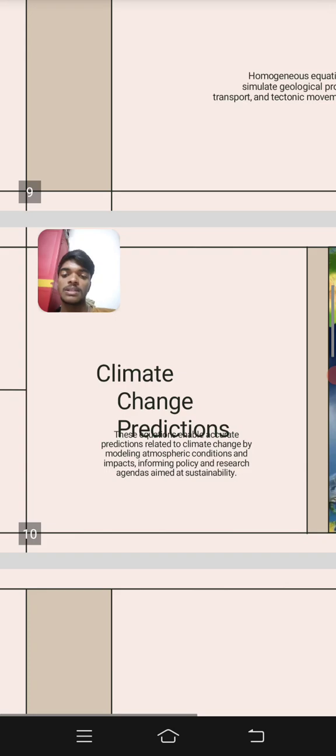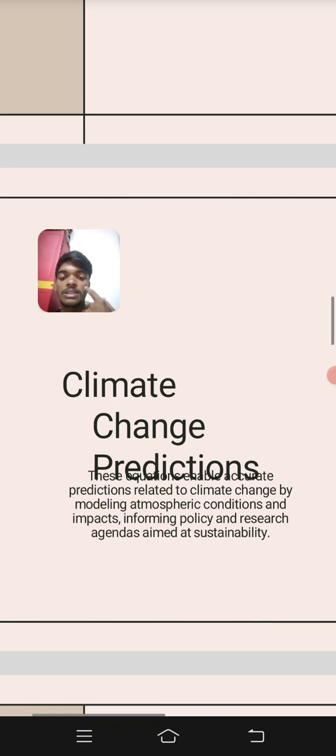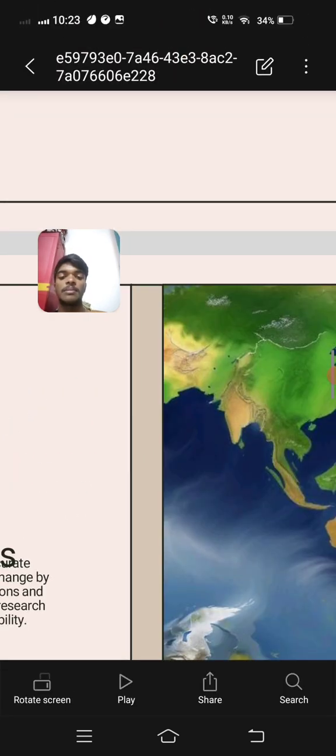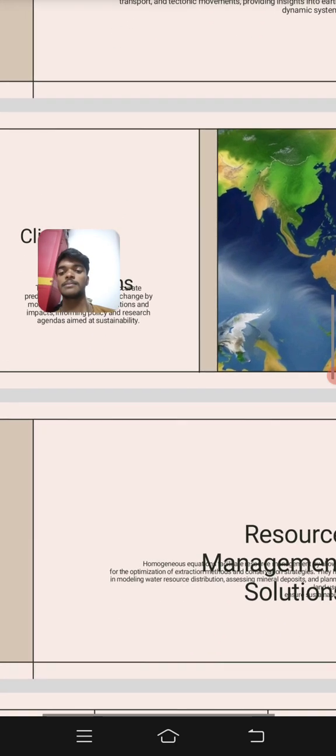Let's now know about the climate change predictions. These equations enable accurate predictions related to climate change by modeling atmospheric conditions and impacts, informing policy and research agendas aimed at sustainability. As we can see in the given picture, we can predict the climate change by homogeneous equations.